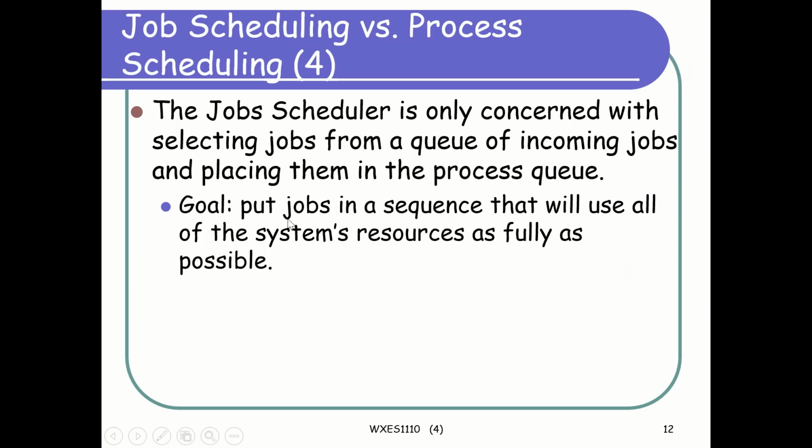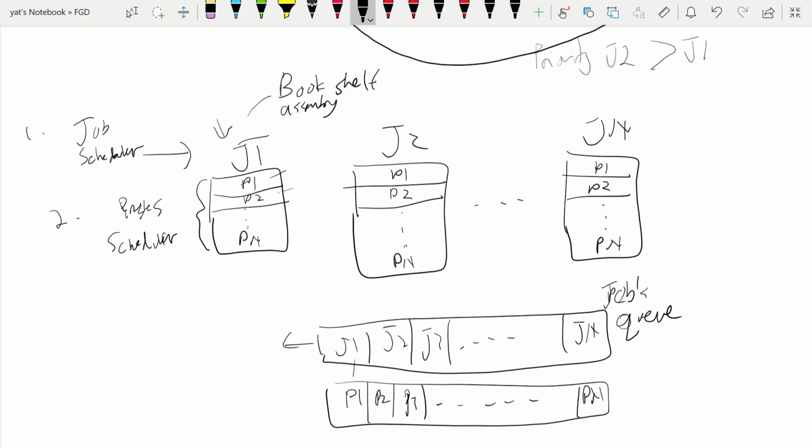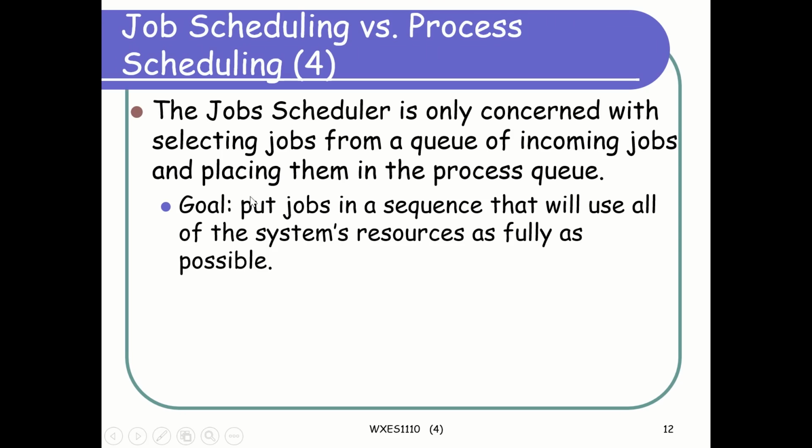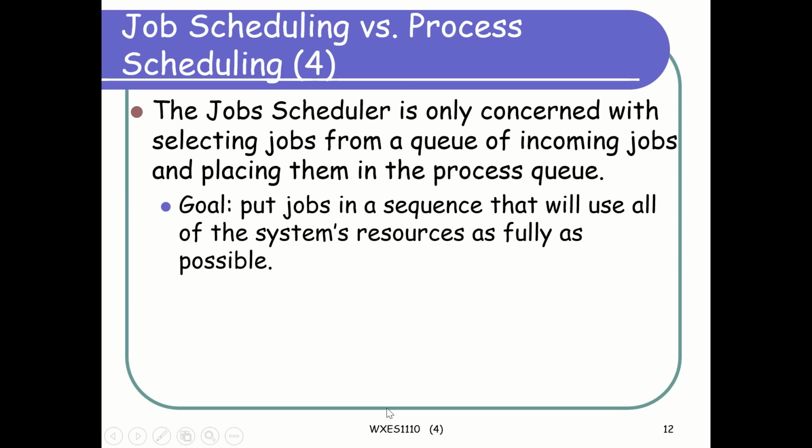So let's say you select job 1. This is a jobs queue, and then job 1 has process 1, process 2, process 3, and so on until process n. This is the process queue. So put jobs in sequence so that we use all system resources as fully as possible. Each job has a number of processes, so you put them in a process queue.